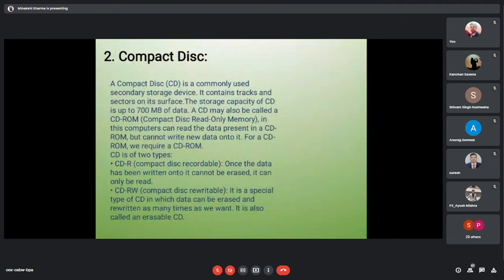Second one is the compact disc, commonly known as CD. It contains tracks and sectors on its surface, having a storage capacity of 700 MB of data only. There are two types of CD. One is CD recordable and another one is CD rewritable.